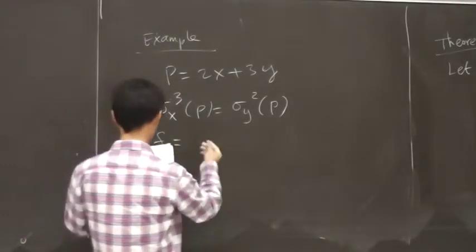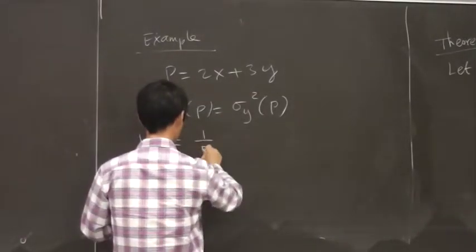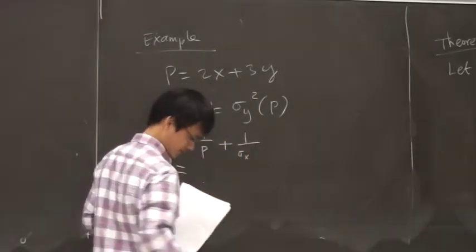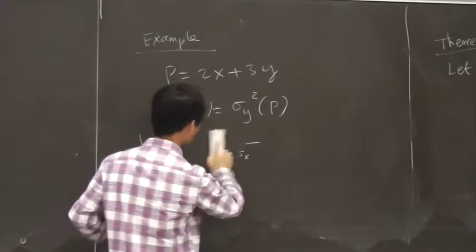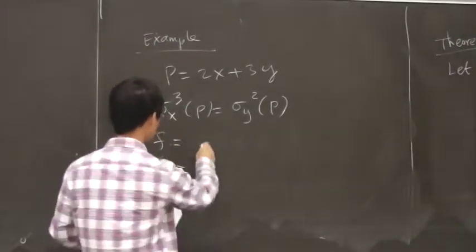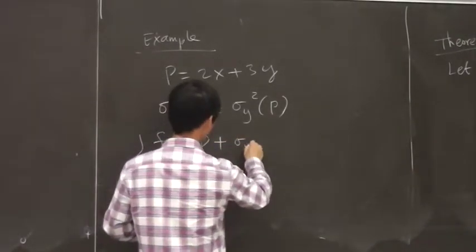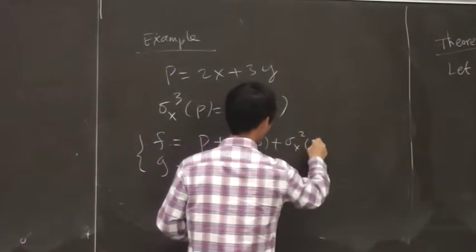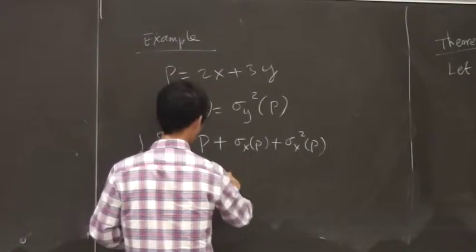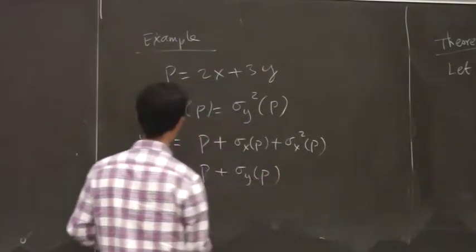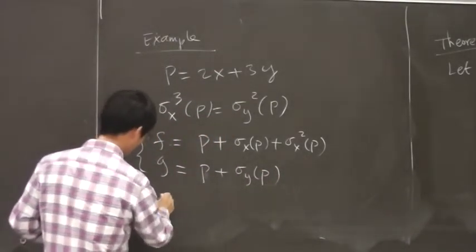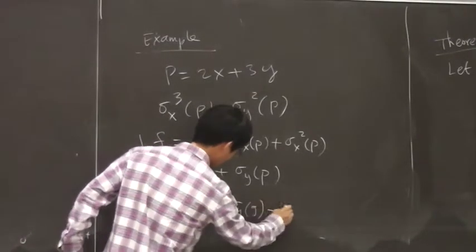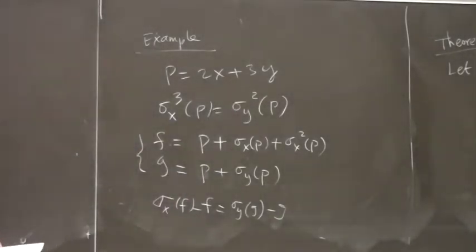You can just take 1 over p plus 1 over sigma x, or, let me just write this, you can write p plus sigma x p, 3 minus 1, sigma is 2p, and then this is p plus sigma y p. And then you can verify that this is a pair, sigma y minus f equal to sigma y p minus 1. Anyway, that's just a simple example.